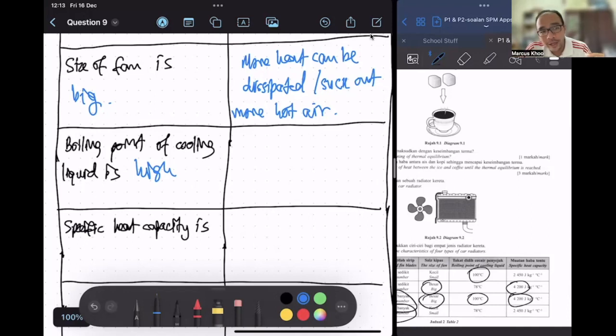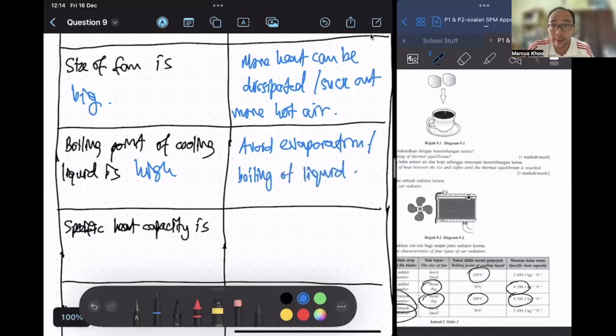Okay, so the boiling point of the liquid is high. We want it to be high so that it will avoid evaporation, because remember that the car engine is very hot. If it reaches 100 degrees Celsius, it will probably boil the water. So we don't want the water to be boiled away, to avoid evaporation or the boiling of the liquid, which is something we don't want.